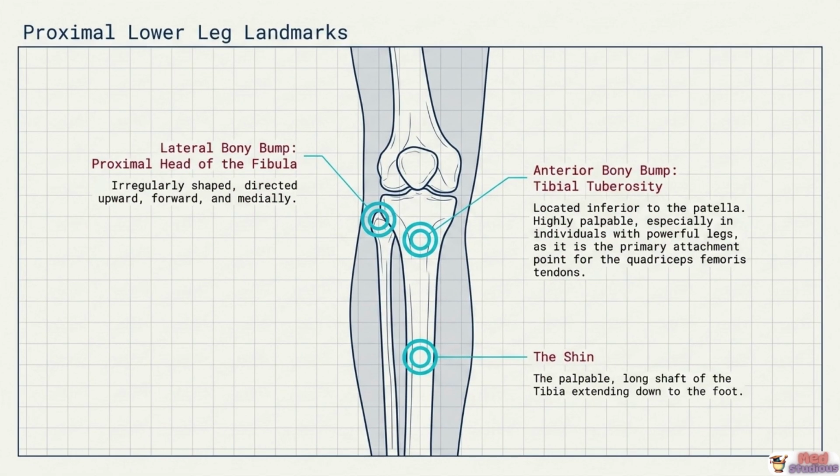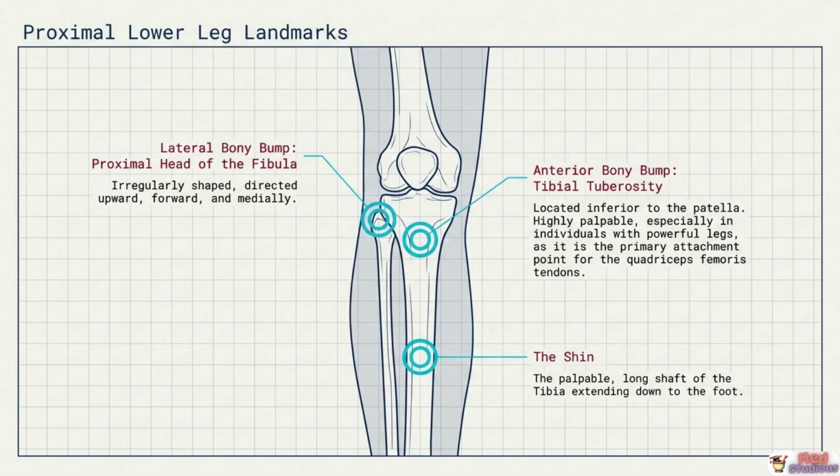Just below the patella and the knee joint, the proximal lower leg presents three critically important bony surface landmarks that every clinician must be able to locate by palpation. The first is the tibial tuberosity, the anterior bony bump located immediately inferior to the patella on the front surface of the proximal tibia. It is the primary attachment point for the patellar tendon, which is the inferior continuation of the quadriceps femoris tendon after it passes over and encases the patella.